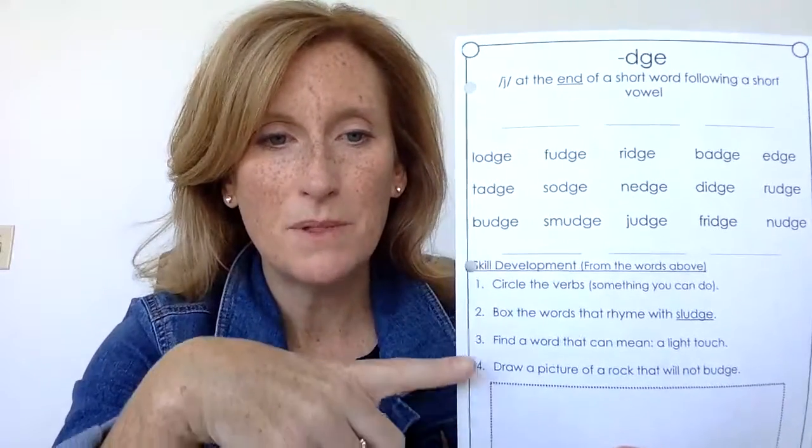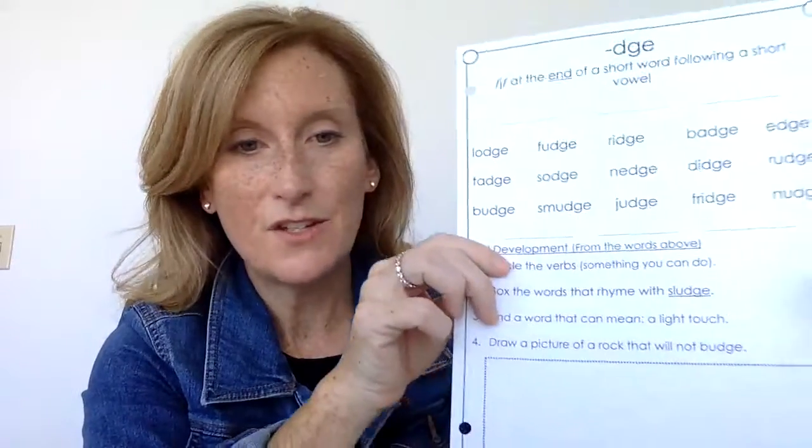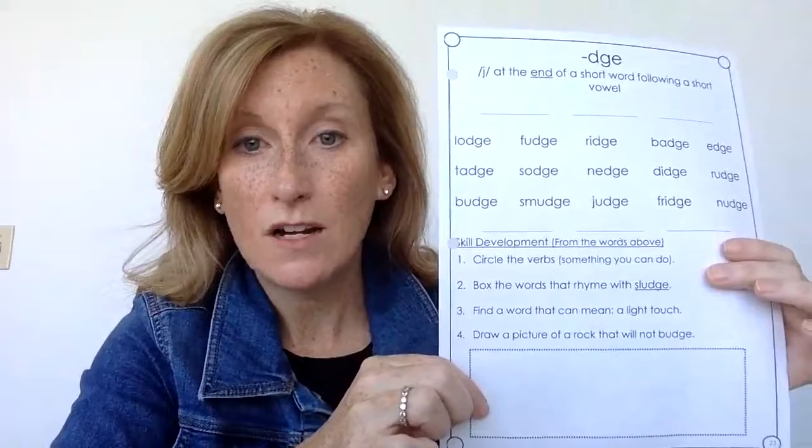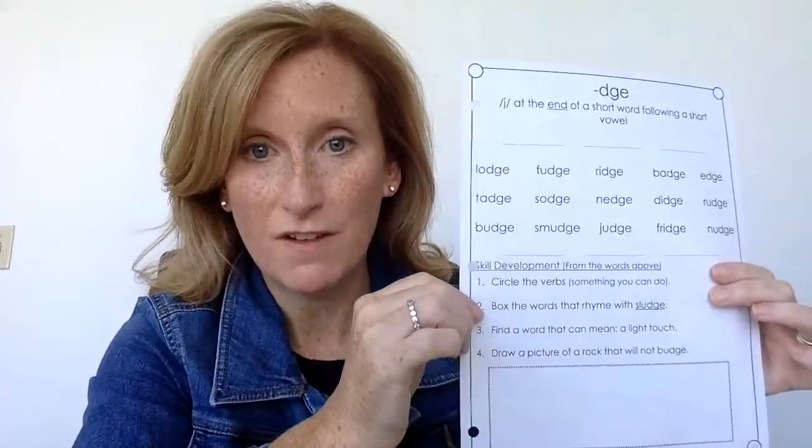We have other examples like, let me see, I can't read that backwards. Find a word that can mean a light touch. So we have synonyms, we have antonyms pulled in. And then we have the student draw a picture of a rock that won't budge. We're bringing in that vocabulary. Budge might be a new word for them.